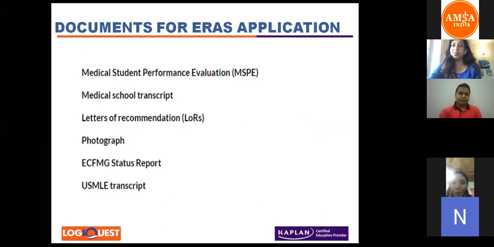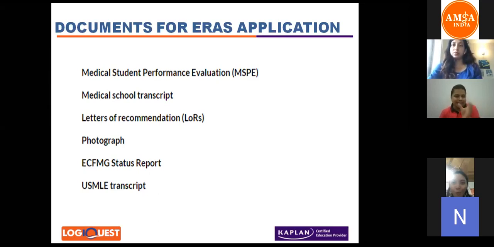Well, this is the list of documents which will be required for your application. When you're sending your application, you send it through an electronic portal called ERAS, also widely known as the Electronic Residency Application Service. Through this portal, you upload your documents, and the main documents you need to upload on your ERAS application are, first, the Medical Student Performance Evaluation, that is the MSPE.